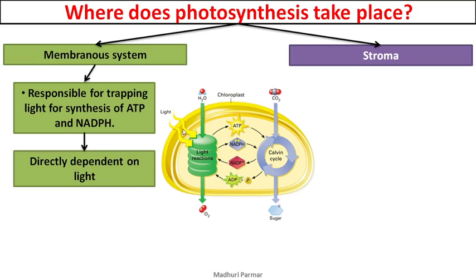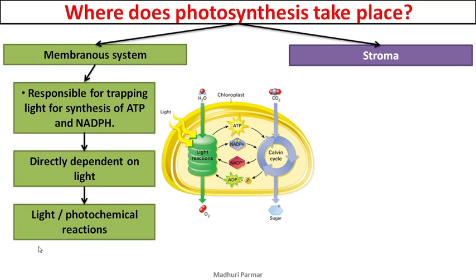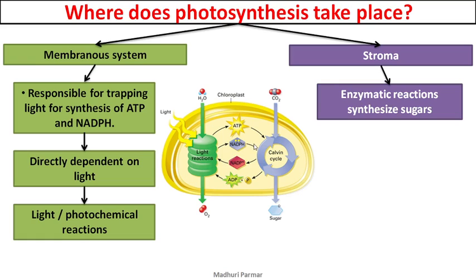It is directly dependent on light. If there is no light, this reaction will not happen. These are called light or photochemical reactions. Okay, they are considered under light or photochemical reactions. These photochemical reactions are the ones which help in production of ATP and NADPH. Then in the stroma, there are enzymatic reactions which take place to synthesize sugars.